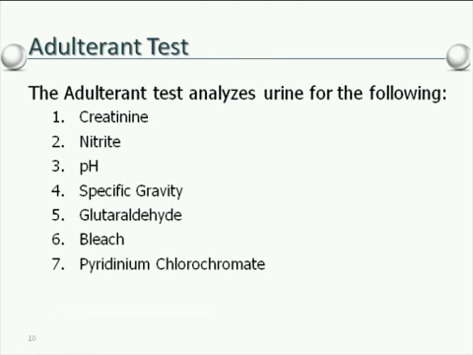The adulterant test checks for 7 things, those things being creatinine, nitrate, pH, specific gravity, glutaraldehyde, bleach, and pyridinium chlorochromate. Nitrate, glutaraldehyde, bleach, and PCC, which is pyridinium chlorochromate, are not present in a normal human urine sample. So that automatically comes up as an abnormal high since it's not present.